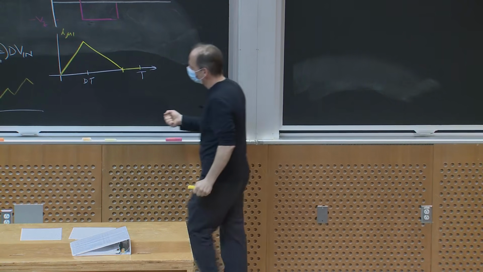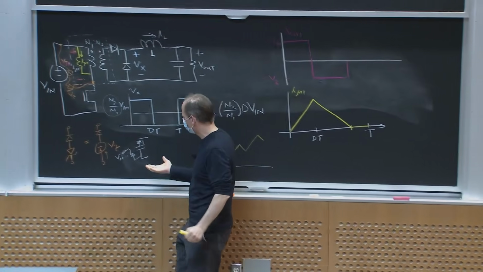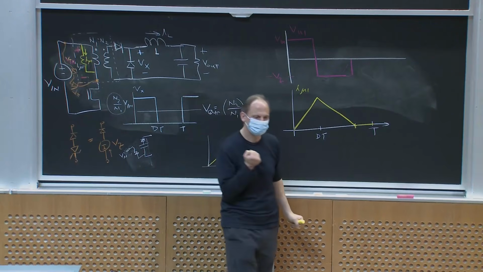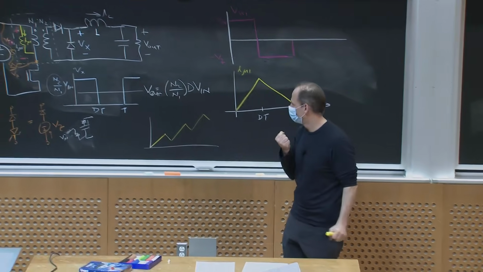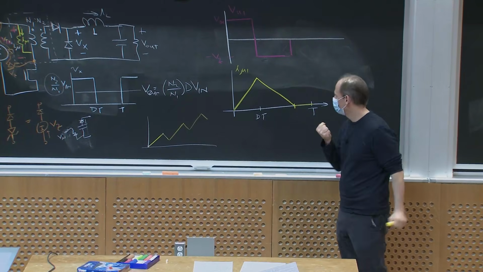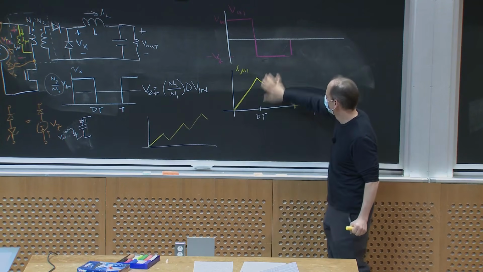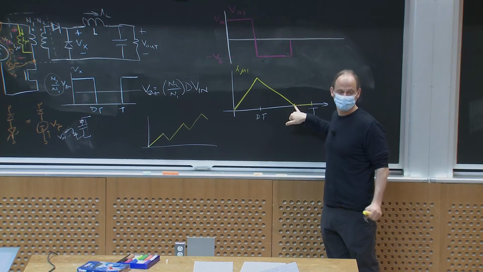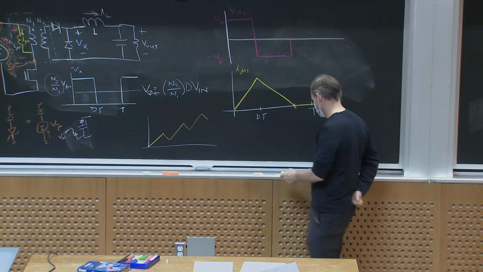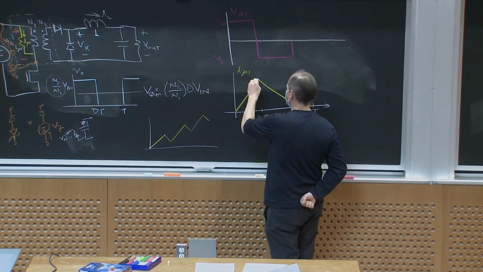So whatever this is clamped to, it's got to settle to a big enough voltage that it can drive the magnetizing current back to zero each cycle. Okay? So what does that say? Well, what is this peak magnetizing current?